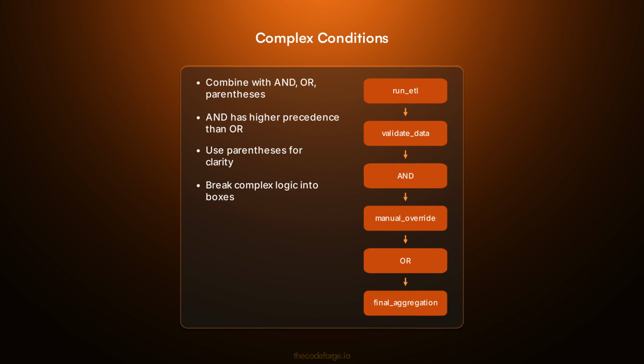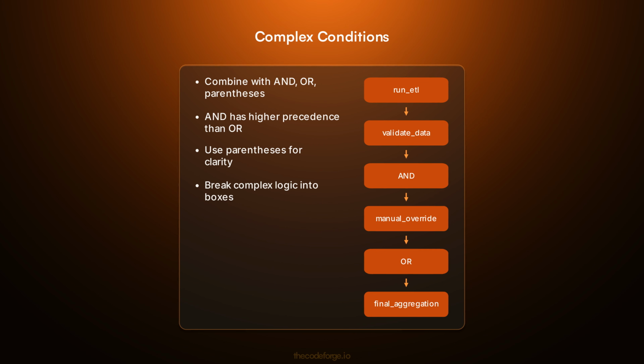You can build complex dependency logic by combining conditions with and or or operators and using parentheses to control evaluation order. AutoSys evaluates left to right, respecting parentheses. There's no not operator. For complex conditions, consider breaking the logic into intermediate box jobs.